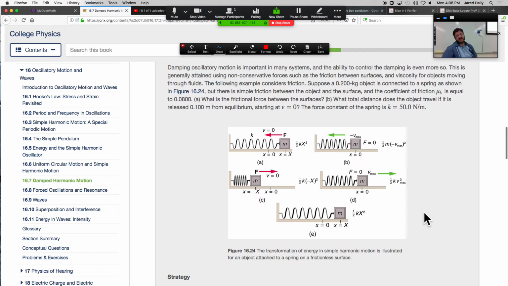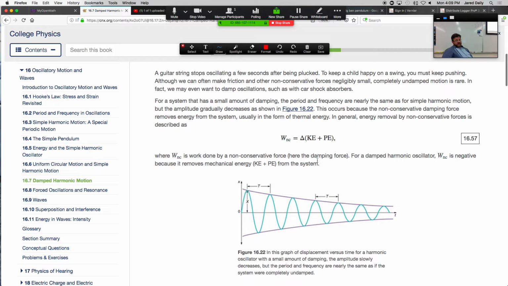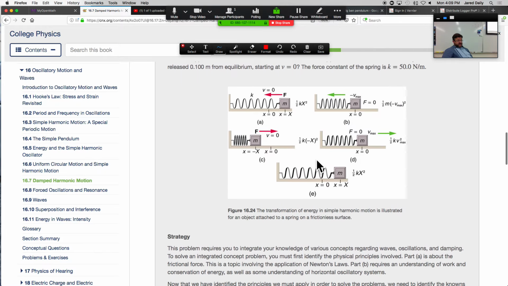But in this case, you use this equation here where the non-conservative work is done by friction. So you set your friction force in here with the distance that it acts to create the work done by friction. And then that has to equal the change in kinetic energy plus the change in potential. Remember that change means final minus initial, right? So if it damps down to zero velocity, that means you have zero kinetic energy at the end, right? And you have potential energy being stored in the spring all the time.